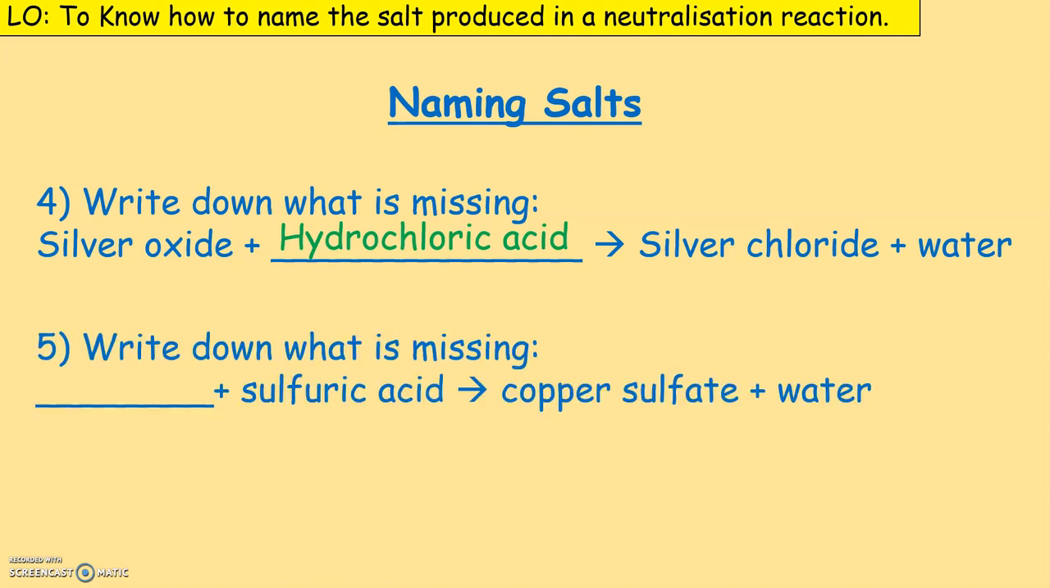Right, the next one, write down what is missing this time. This time we've got sulfuric acid reacting with an alkali that gives us copper sulfate and water.